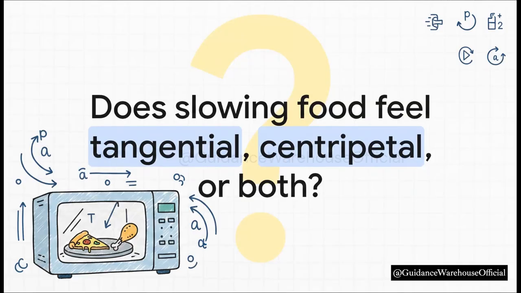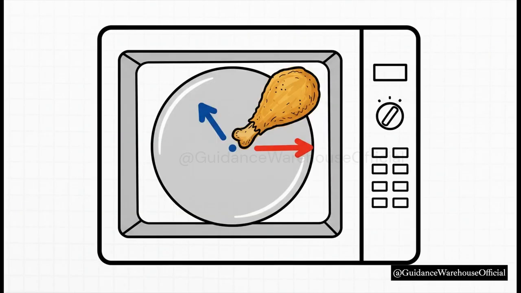Okay, quick retention check to see if we're all on the same page. Picture a plate of leftovers rotating in your microwave. If that glass plate suddenly slows down to a stop, does your food experience tangential acceleration, centripetal acceleration, or both? The answer is absolutely both.